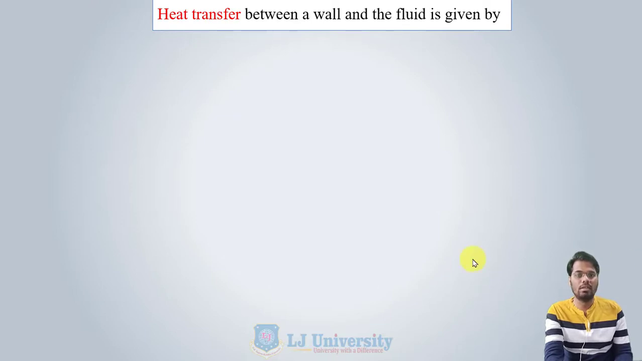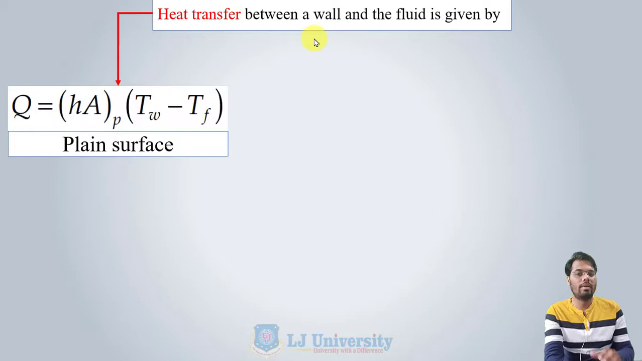So this is the comparison. First, heat transfer between wall and the fluid, we know that, is given by hA delta T, where h is the convective heat transfer coefficient, A is the area from which heat transfer takes place, and delta T is the temperature difference between the wall and the fluid. So this is Tw, temperature of wall, minus Tf, which is temperature of the fluid. This is for the plane surface, where no fin is attached, or we can say that no augmented surface is attached.